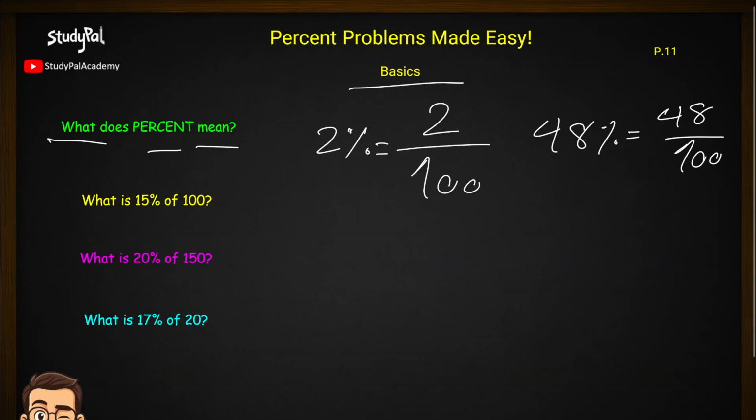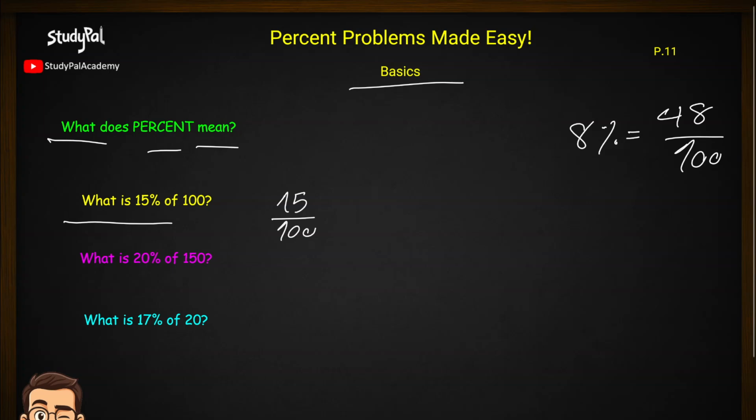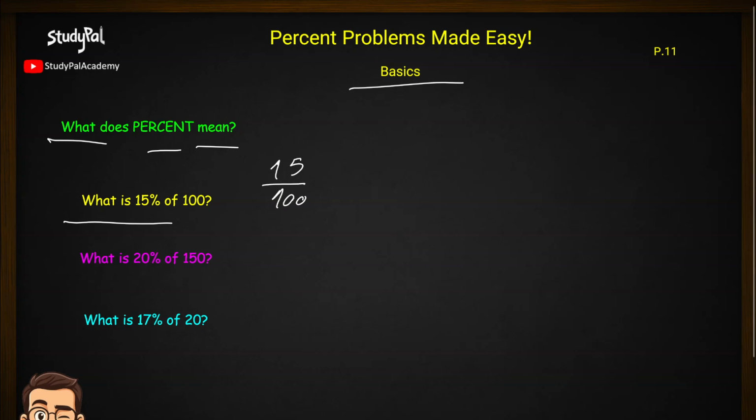So let's solve some simple problems. First, what is 15% of 100? We can say 15% is 15 over 100. Let me erase this part of the board. So for the first question, 15% is 15 over 100, as I told you. And "of" something, or of 100, means multiplied by 100.